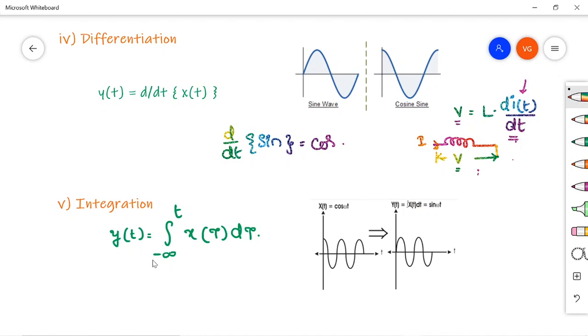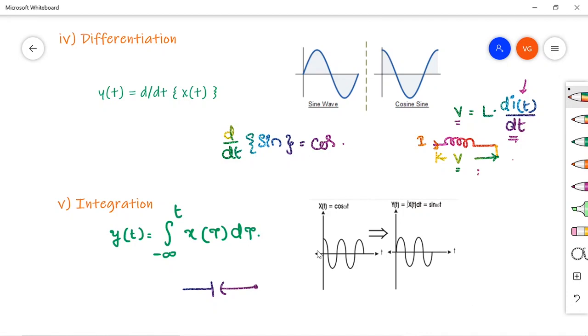So y of t is equal to the integral from minus infinity to t of x of tau d tau. Let us consider a signal x of t which is nothing but a cosine signal. If you perform the integration operation on the cosine signal, it will be a sine wave. So this is nothing but the reverse operation of differentiation. Now let us see where we use this integration operation on the signals.